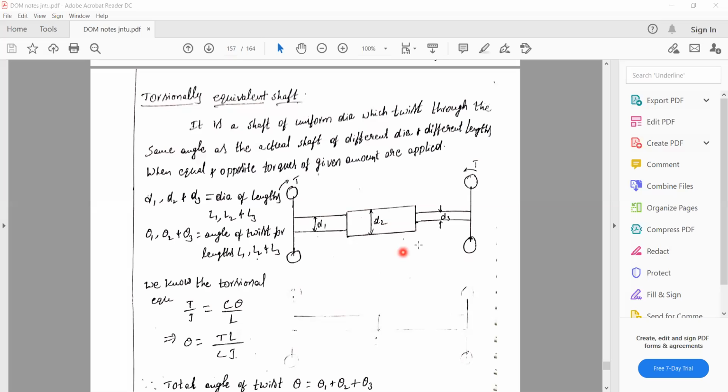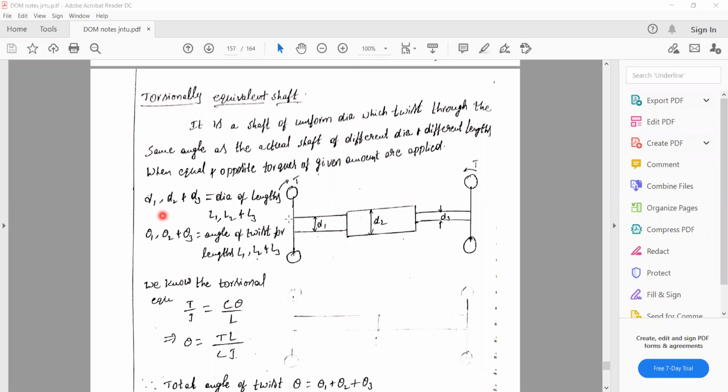how much of the length of the shaft is considered same. Just all of you observe that. So the shaft of uniform diameter which is twisted through the same angle as the actual shaft, and different diameters and different lengths, when equal and opposite torques of the given amount are applied. So both are considered here.